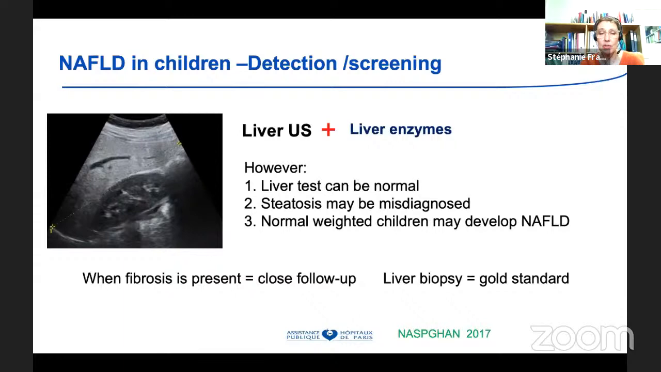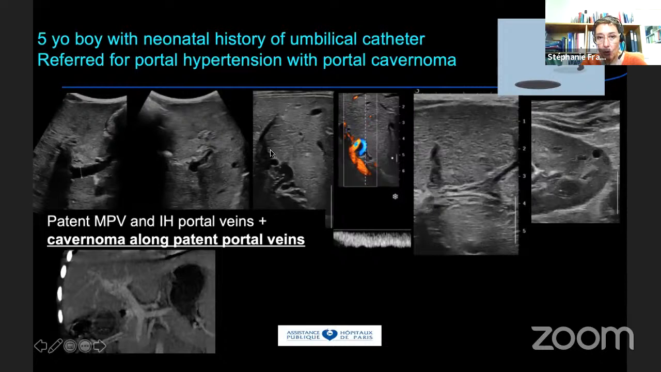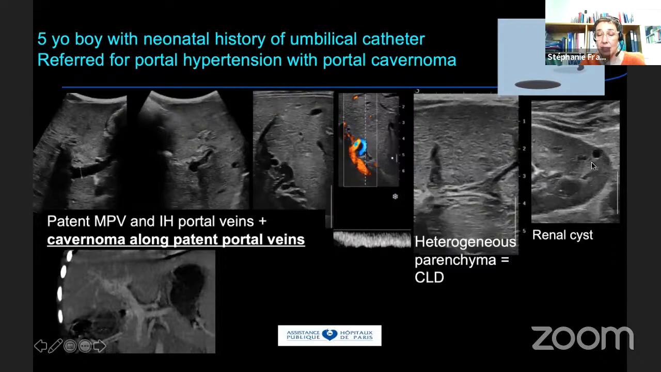Here is a case of a five-year-old boy with a neonatal history of umbilical catheter, and he was referred. He had GI bleeding, and he was referred for portal hypertension with a first diagnosis of portal cavernoma related to portal vein obstruction. However, when you look at the ultrasound, you can see the main portal vein and the intrahepatic vein are patent, but with a cavernoma along this patent main portal vein. This is very unusual for a cavernoma related to obstruction.